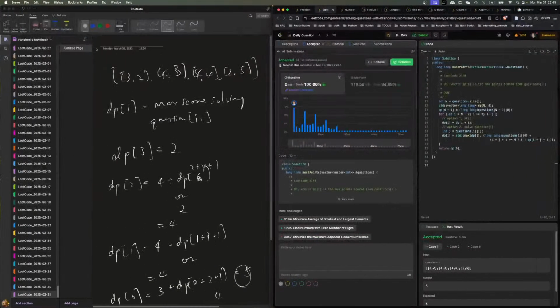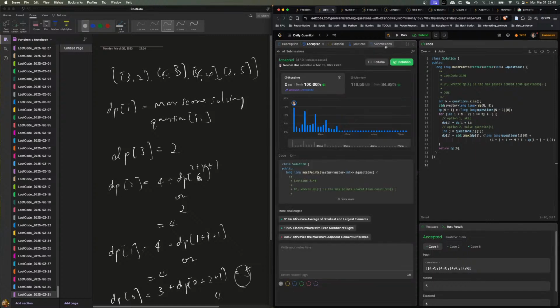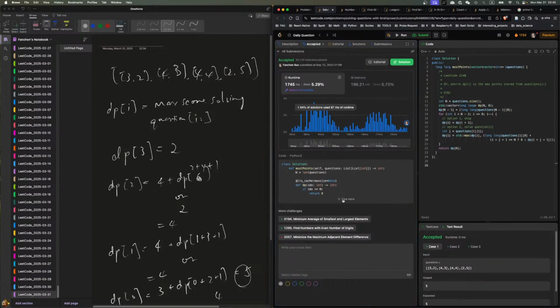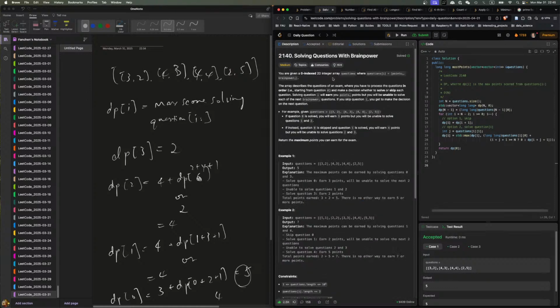I feel it's a little bit too late because I'm starting to yawn again. Ooh, this one doesn't have an editorial. But I'm pretty sure that is the solution. I haven't used LRU cache for a very long time. Alright, anyway, that will be it.